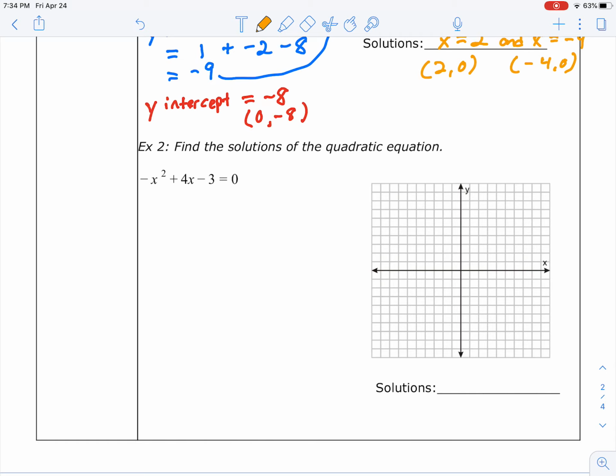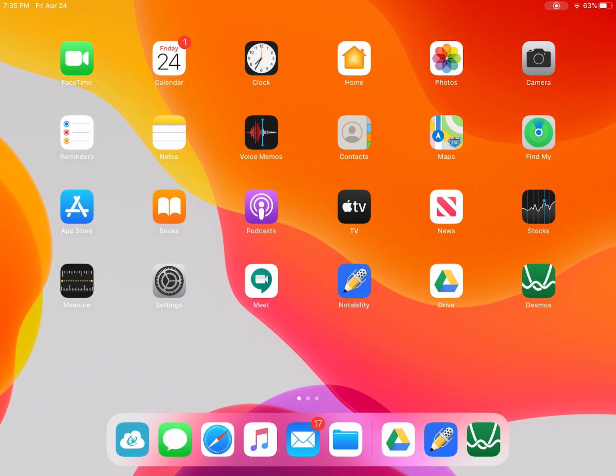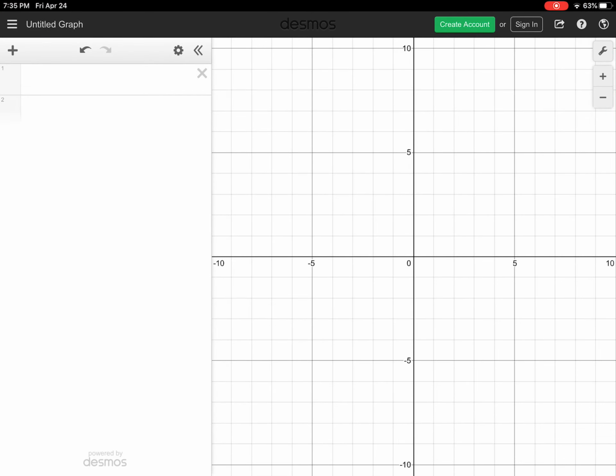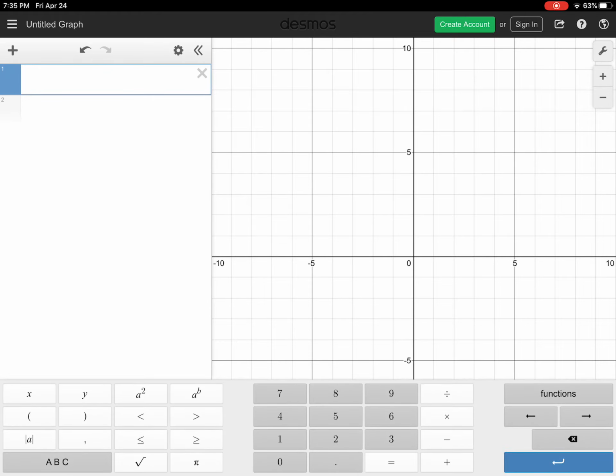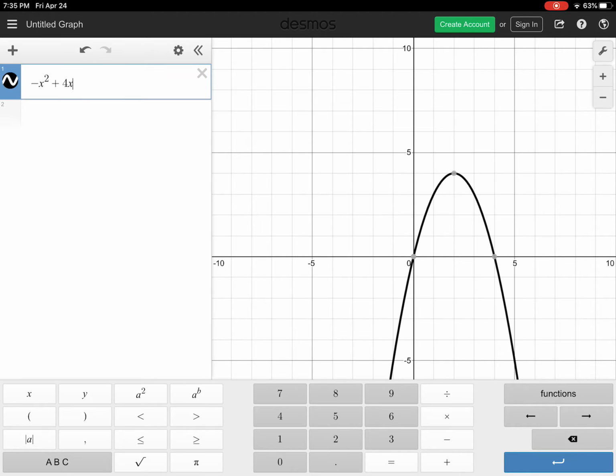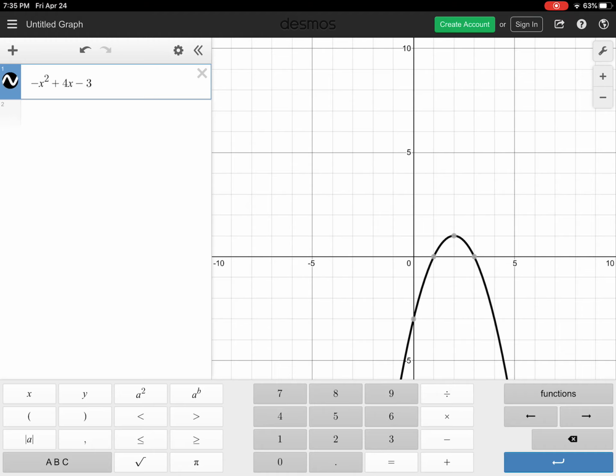Let's look at this and, okay, I'm going to note -x squared plus 4x minus 3. So let's just keep that in mind. And you can head over to Desmos too. And let's go ahead and do that. So you can either go to desmos.com or get the app, download the app for Desmos. And when you open it up, let's just enter in that equation. So -x squared plus 4x minus 3.